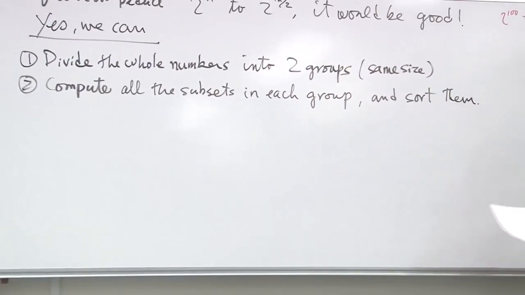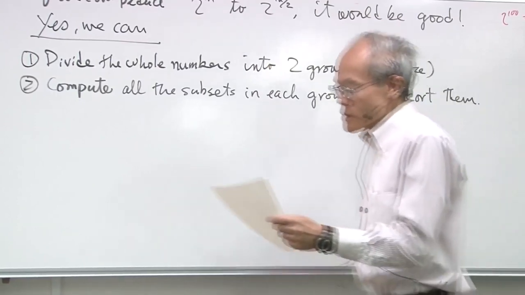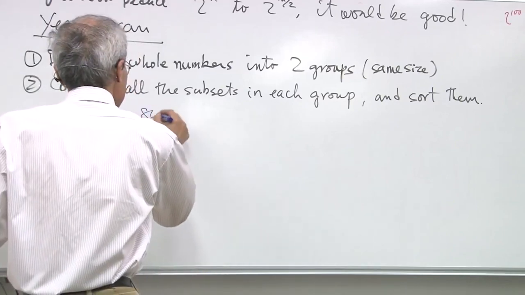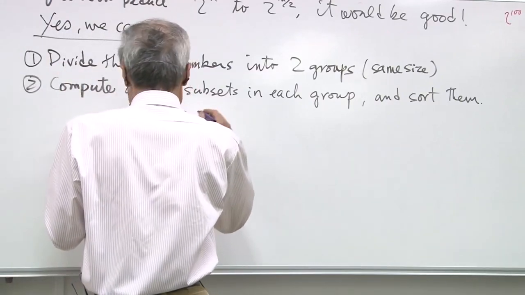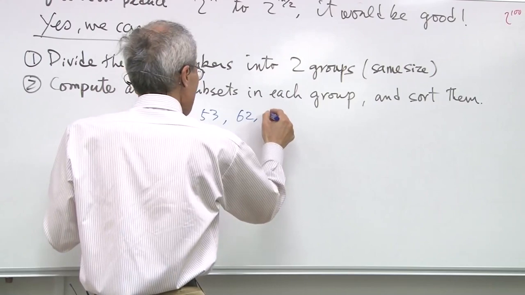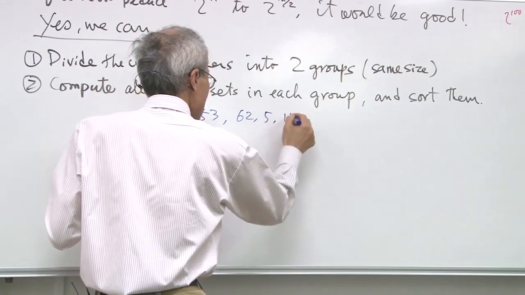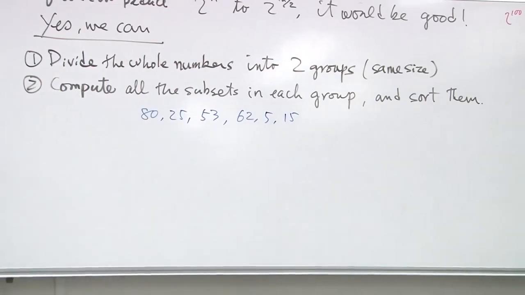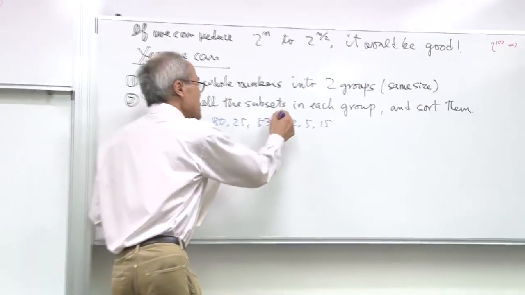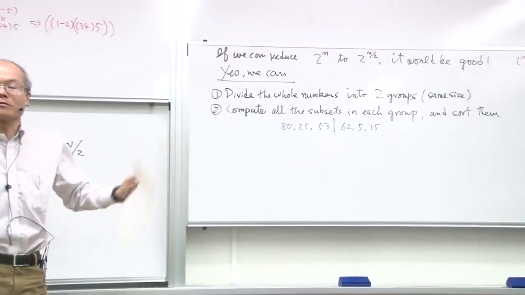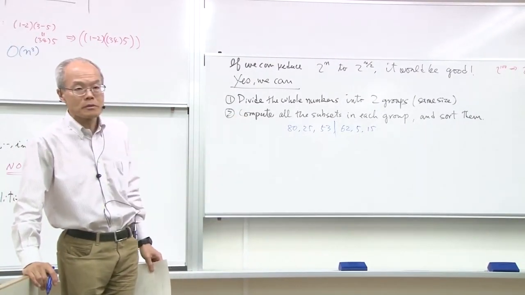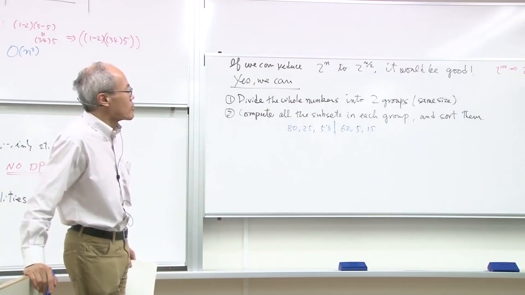So this is what we do. I'll show you an example. $80, $25, $3, $62, $5, $15. It's an example. Then step number 1 divides the whole numbers into 2 groups of the same size. Just like this. And this is important. Just divide this partition into two groups. Then step number 2, compute all subsets.